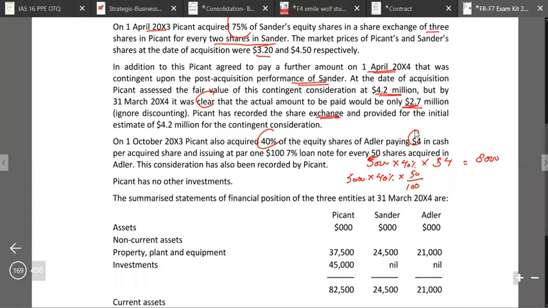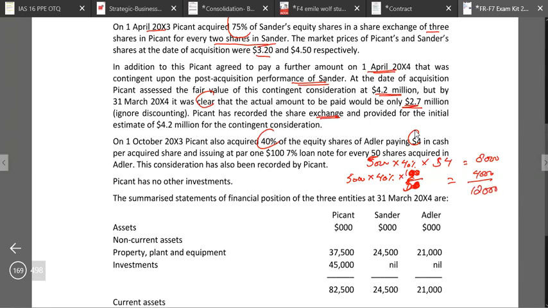All right, so we have calculated the cash: 5,000 into 40% into $4 is 8,000. Then, issuing at par, a $100 loan note for every 50 shares. So 50 is actually the denominator. Now we calculate the loan note figure: 5,000 into 0.4 into 100 divided by 50 gives you 4,000. So the total consideration paid is actually 12,000.